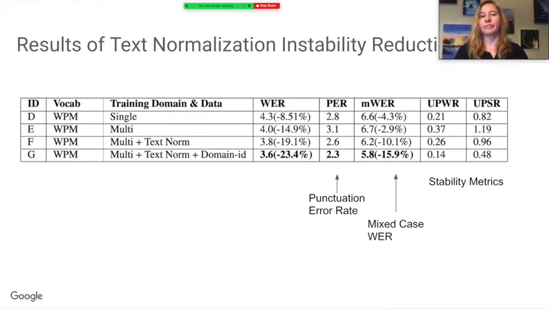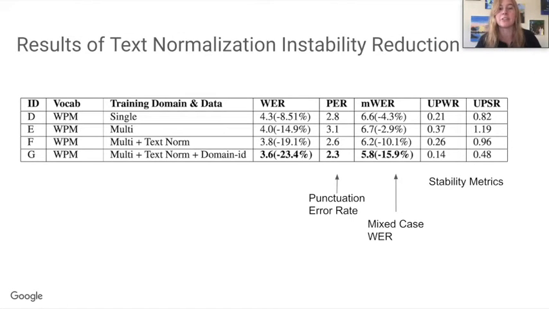Next, we measured the effects of each strategy. As you can see in our results table below, the word error rate improved, and even the mixed case word error rate improved when we used our text normalization and domain ID. We reduced instability and word error rate by applying text normalization such that both were actually lower compared to the baseline. June is now going to talk about how we reduce streaming instability in our system.